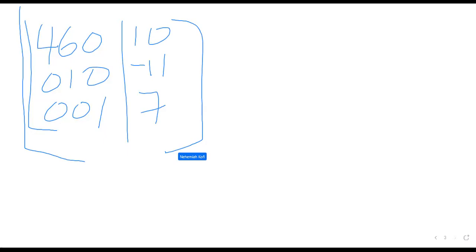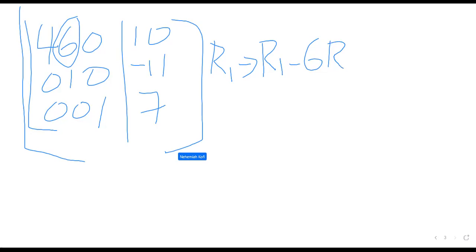So I want to change this 6 to 0. So what should I do? I need to multiply row 2 by 6 and then subtract it from row 1. So I'm working on row 1, so it will be row 1 minus 6 row 2. So 0, 1, 0, 0, 0.